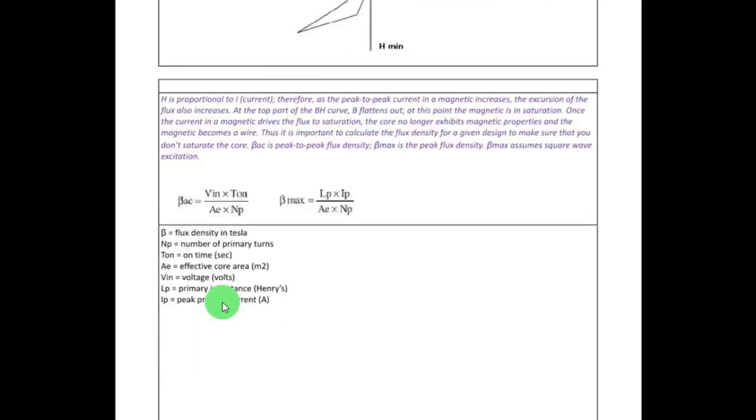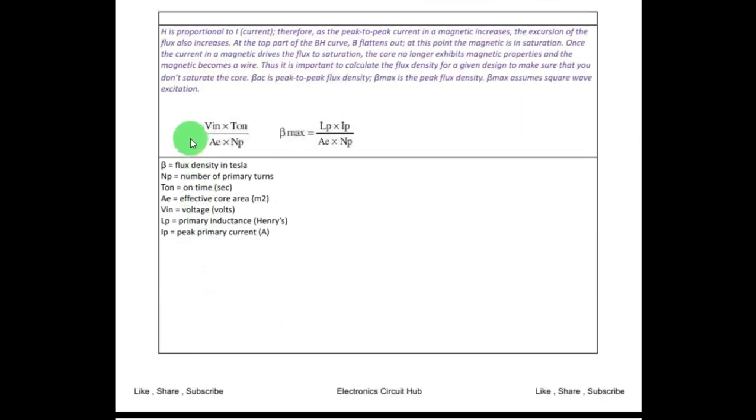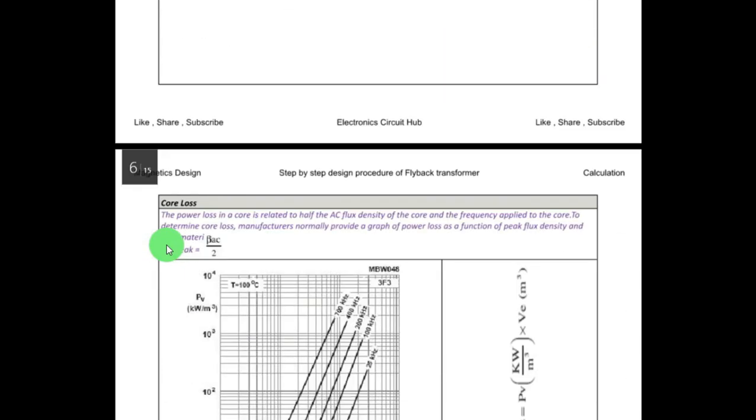If you want to calculate B AC, it is given by the input voltage times t on time divided by AE times NP, and B max is LP times IP divided by AE times NP. You can again see B is the flux density, NP is the number of primary turns, t on is the on time, AE is the effective core area, V in is the input voltage, LP is the primary inductance and IP is the peak primary current.